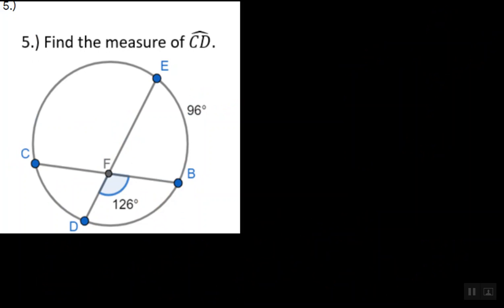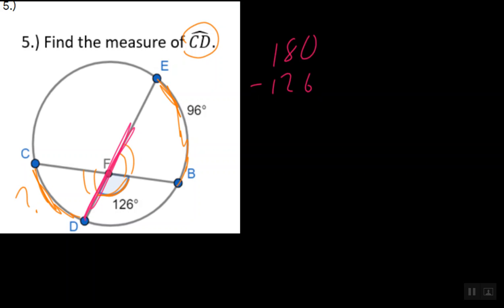Okay, problem number 5. I bet this one goes a little bit quicker. Find the measure of arc CD. Okay, so we want to know the measure of that guy. And notice that this 126 is not really lined up with arc CD and arc EB. We really need those angles right there. Well, we're in luck. We know that this line is a straight line, so we can simply do 180 minus 126, which appears to be 54 degrees.